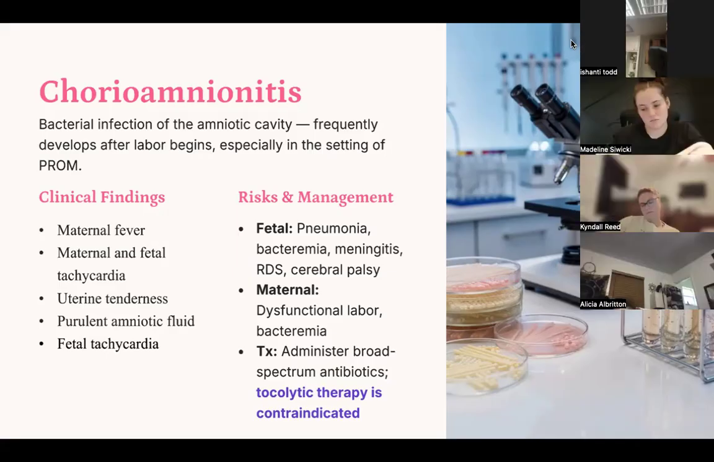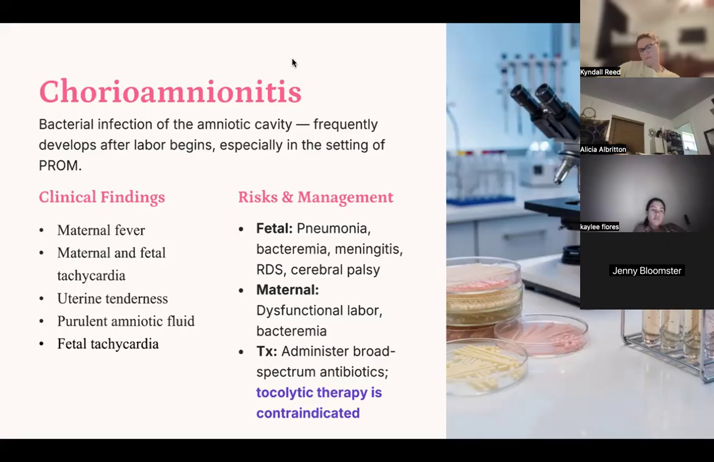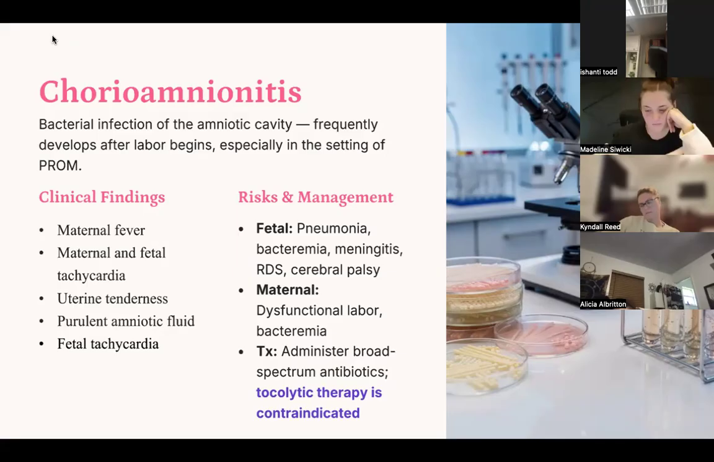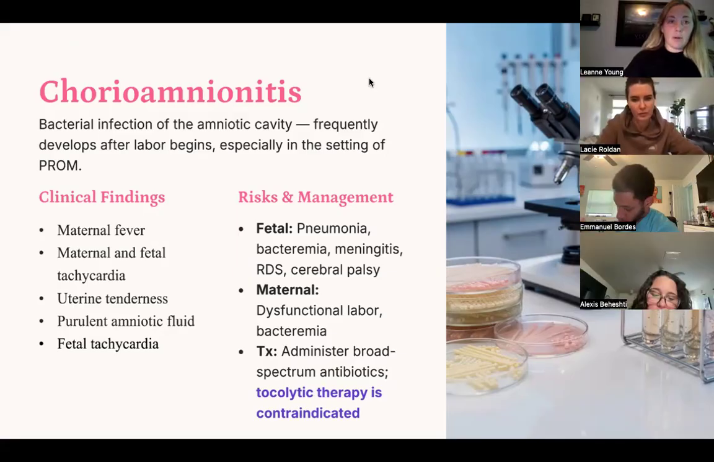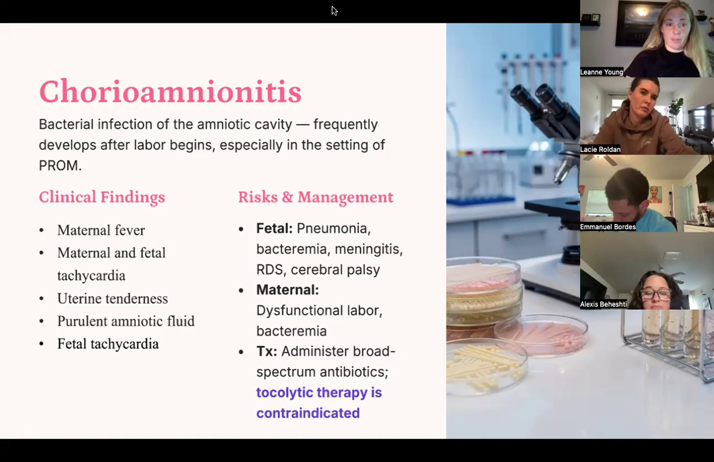This is a bacterial infection of the amniotic cavity. It usually develops after our labor begins, especially if mom ruptured prematurely. So mom is in labor or her water broke very early. That increases the risk for chorioamnionitis. All right. Like we talked about, we need to know what our signs and symptoms of infection are going to look like in our patients.